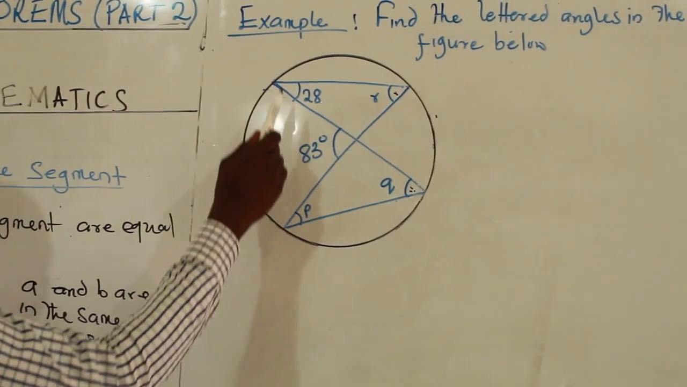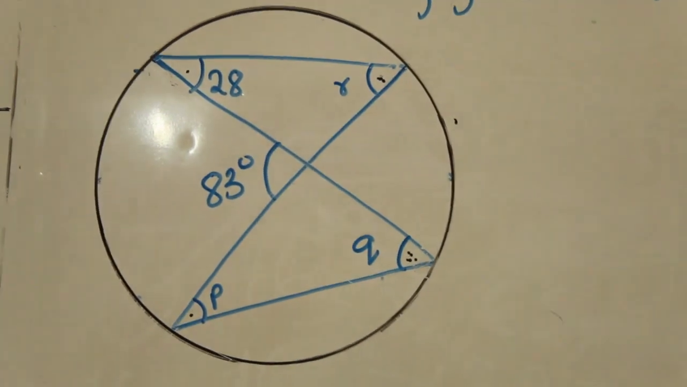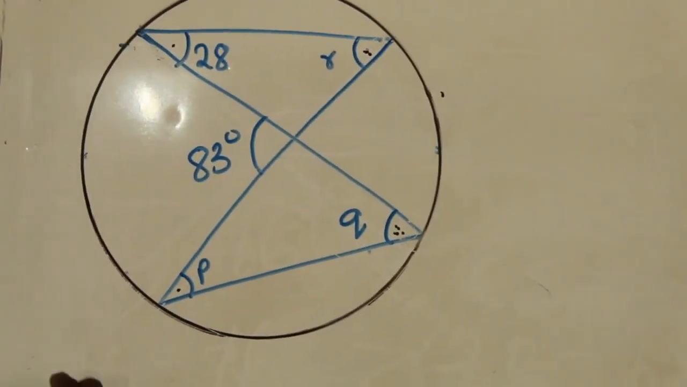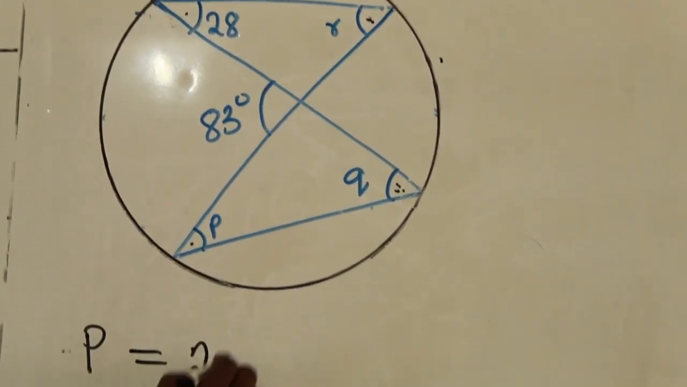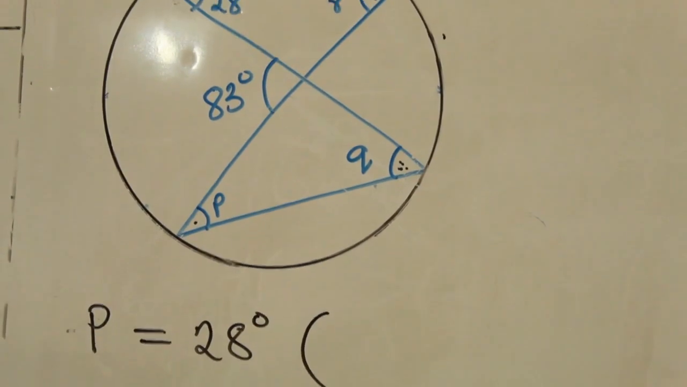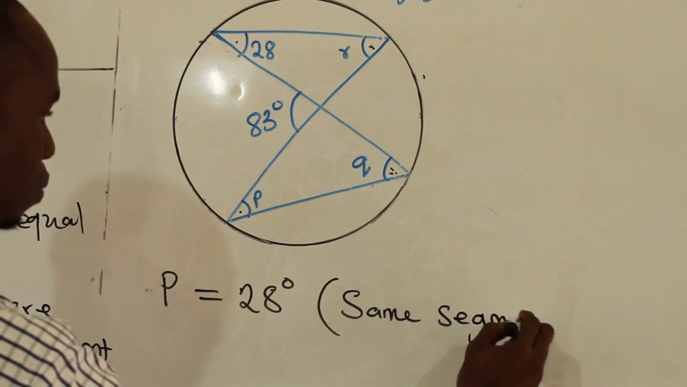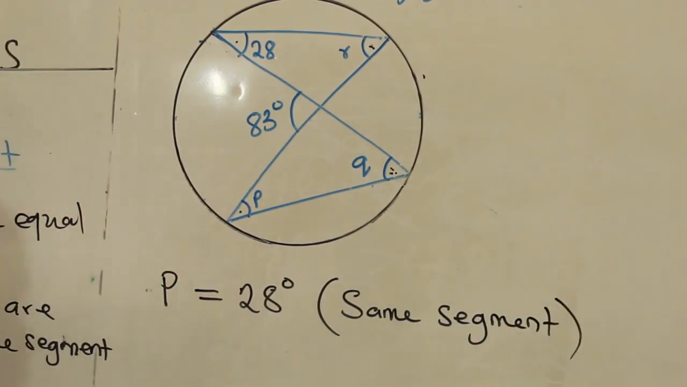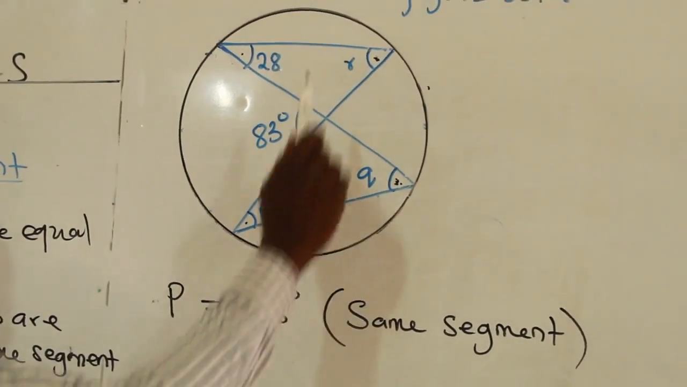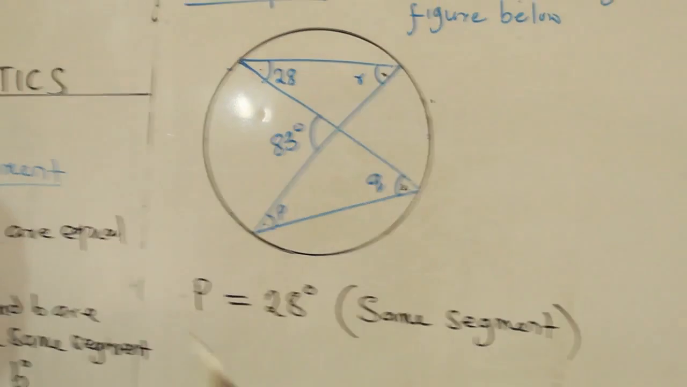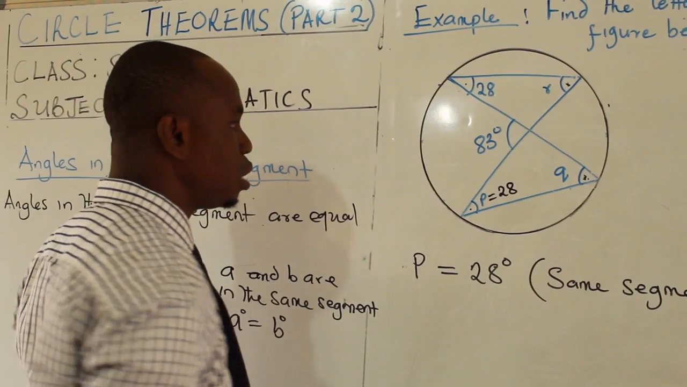It is obvious that this angle and this angle are in the same segment and they are equal. So my first letter to be gotten here is P. P is equal to 28. And the reason is same segment. Yes, I know that R is also equal to Q, but I have to find the value of one of them first so that I can relate it to the other. P has now been found to be 28 degrees.